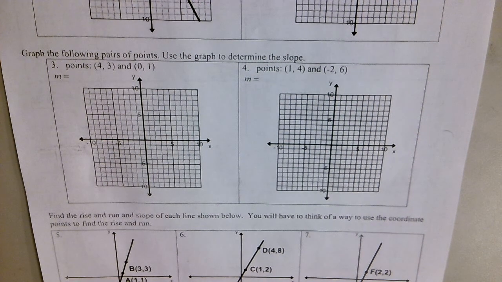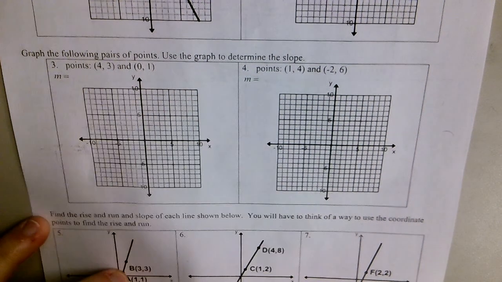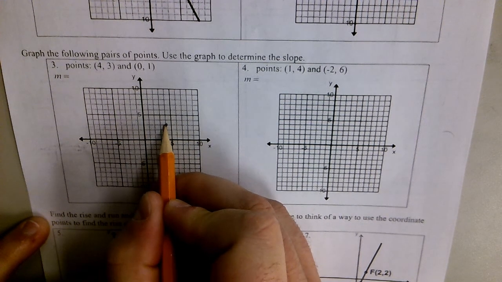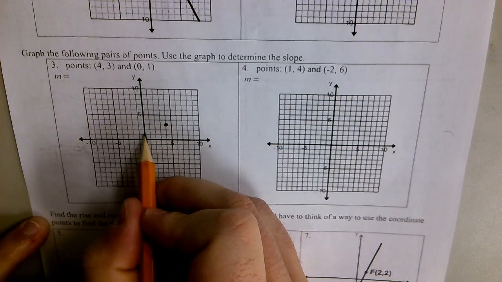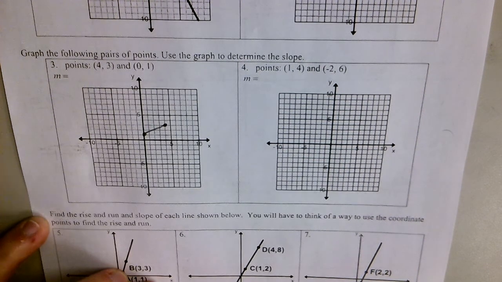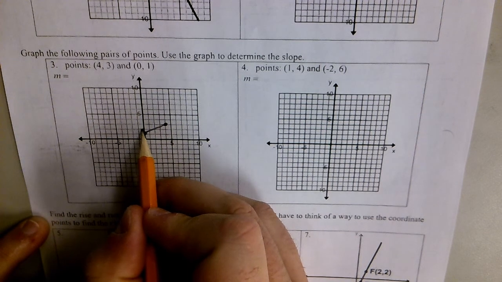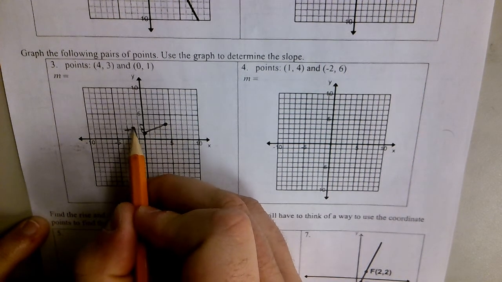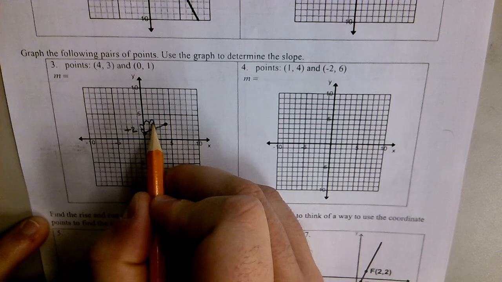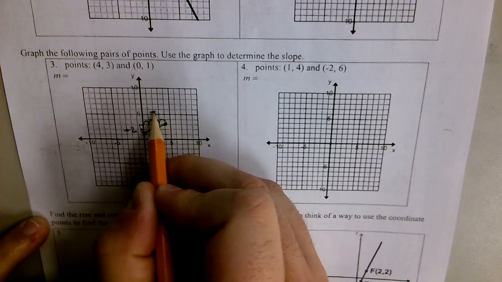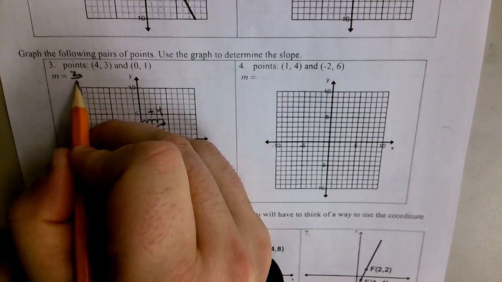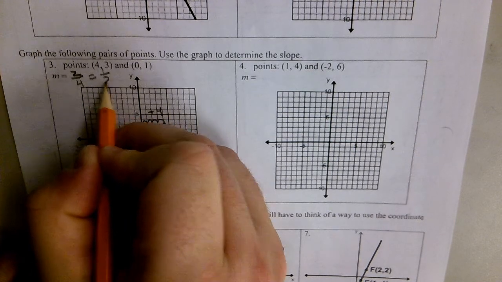So 3 and 4, same thing, except we are going to be plotting the points ourselves. So the first one is (4, 1) and (2, 3) and (0, 1). So we're finding the rise over run of this line here. To rise, I would have to go up 1, 2. Since it's up, it's a +2. And then I have to go 1, 2, 3, 4 to the right. Since it's to the right, it's a +4. So my rise over run is 2 over 4, which I can reduce to 1/2.